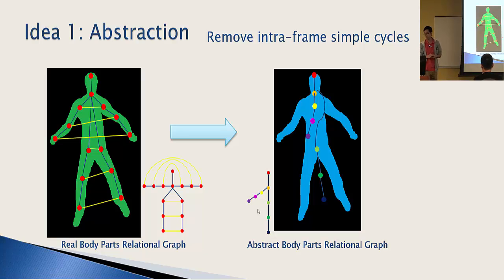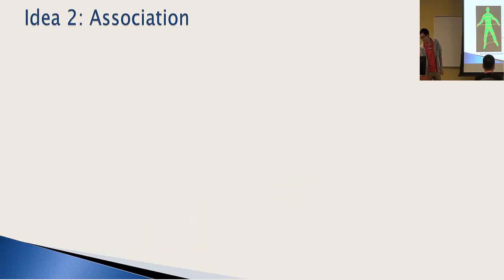This is the abstraction of our final graph. We call it the abstract body part relational graph. You can see that this graph actually is a tree. It's a very simple tree. Compared to the left side graph, there's no simple cycle at all. So, yeah, for this problem, we can solve it easily.